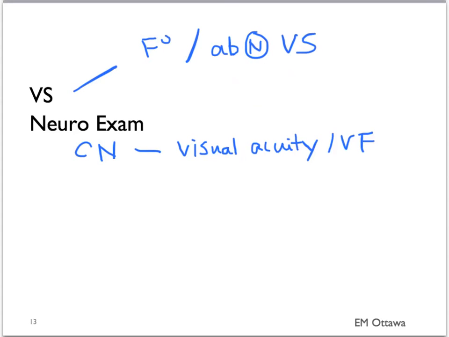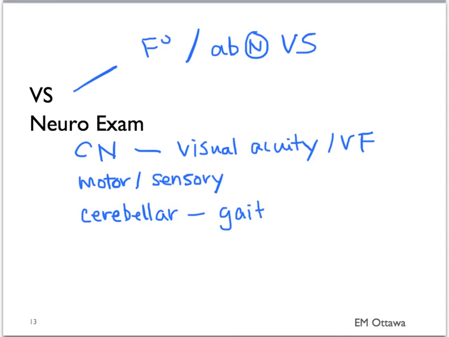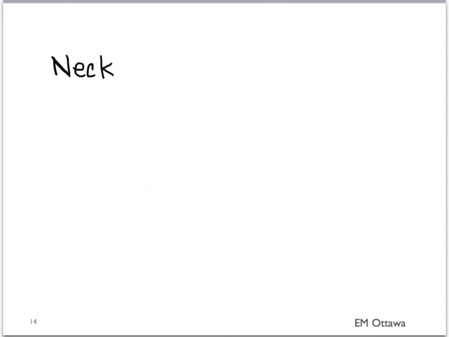Moving downwards, we need to check for motor and sensory, both upper and lower extremities, and cerebellar testing, including gait and dysmetria. Going down the neck, we want to check for signs of meningeal irritation.